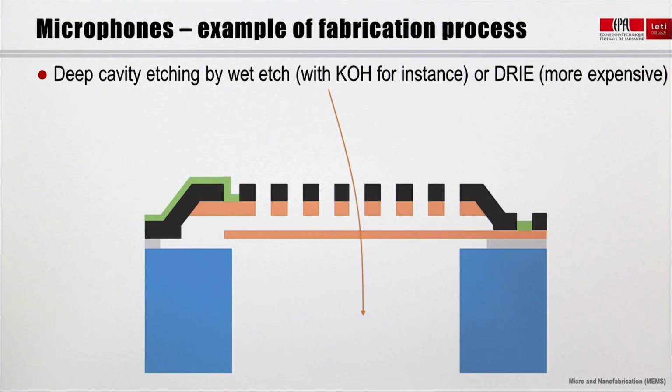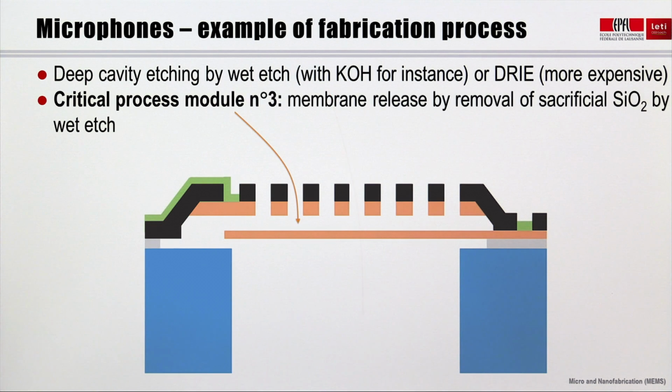Another important step consists in realizing a deep cavity from the backside. It's obtained either by wet etch, for instance with KOH, or deep RIE. The first option is cheaper, but sidewalls are inclined. The second one, with deep reactive ion etching, represented here, is more expensive, but sidewalls are vertical, which provides a larger cavity. The final critical step is a membrane release by removal of sacrificial SiO2 layer by wet or vapor etch. Anti-stiction control is crucial during this step.